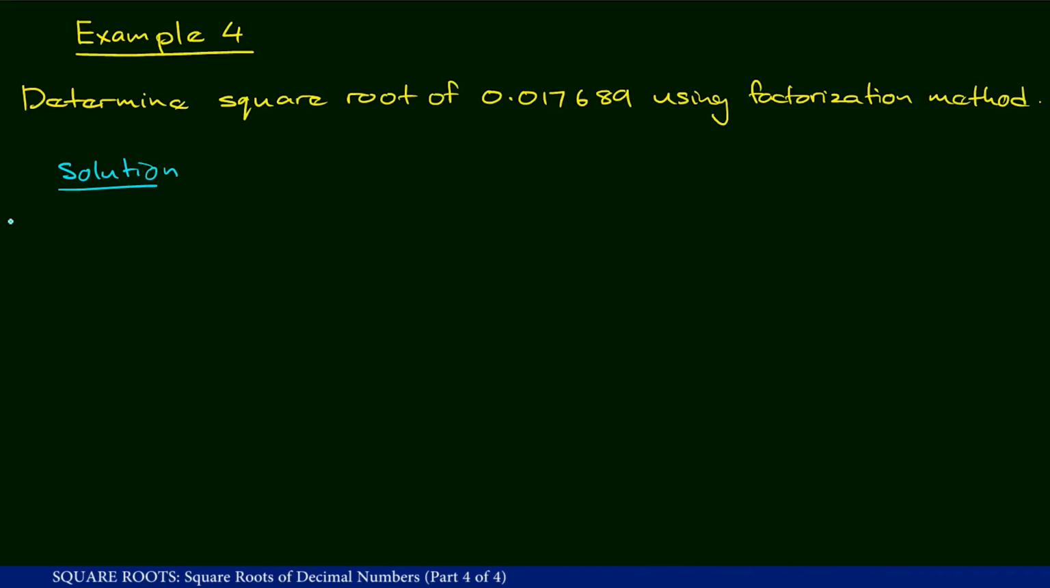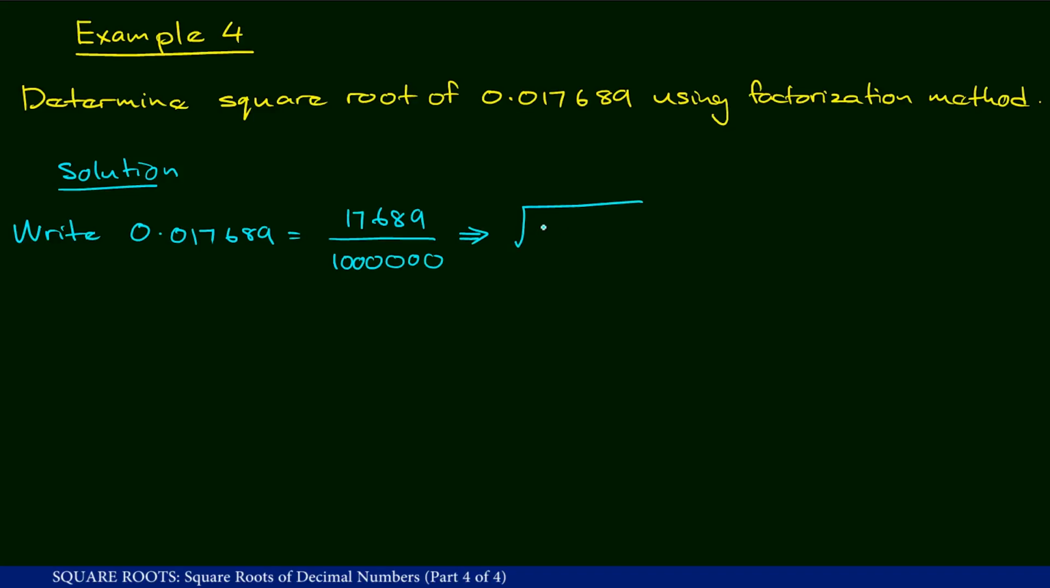Let's do it. As usual, we write this expression as a fraction of integers. This is going to be 17,689 over 1 million. So if you want to find the square root of 0.017689, that is the square root of 17,689 over the square root of 1 million.